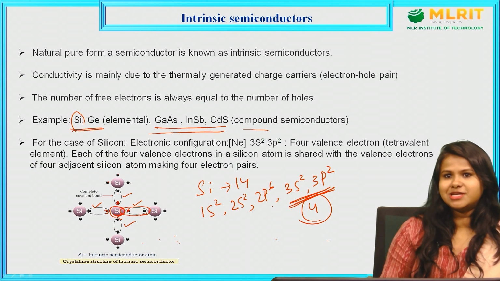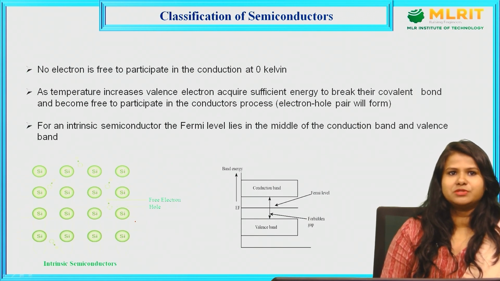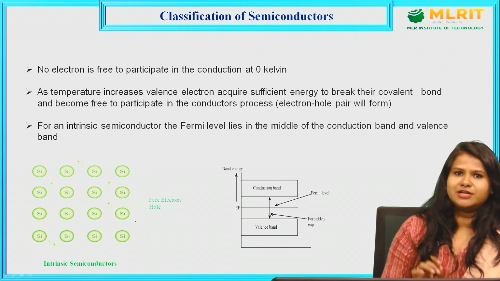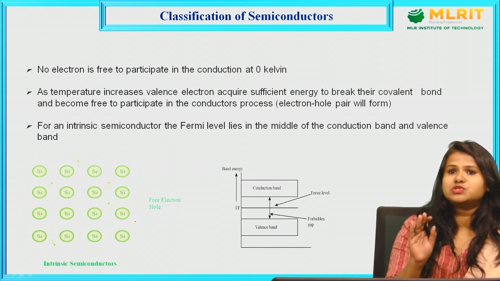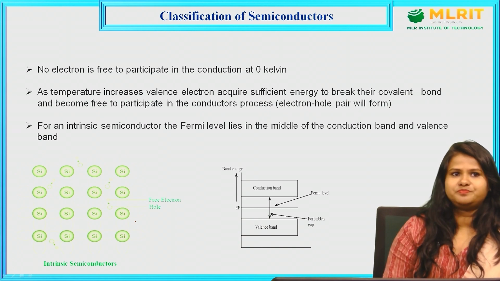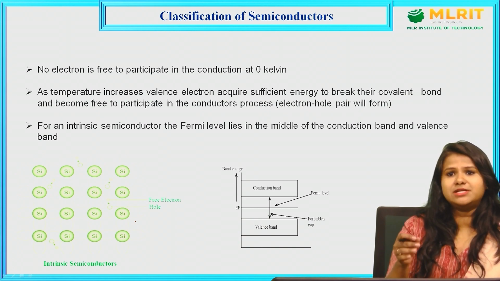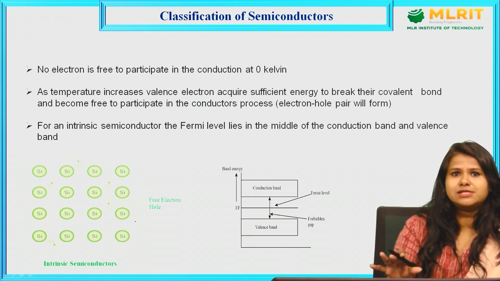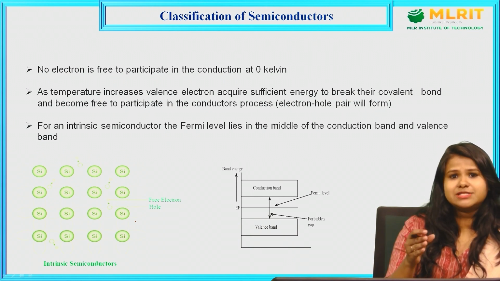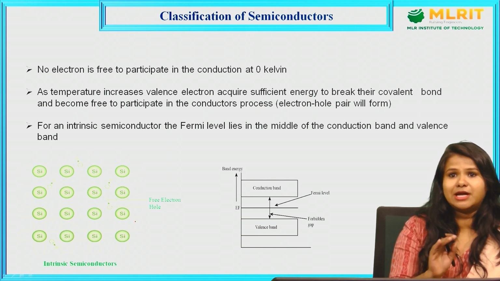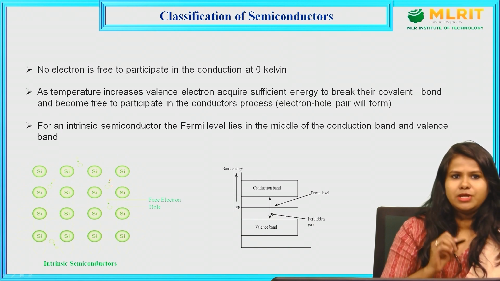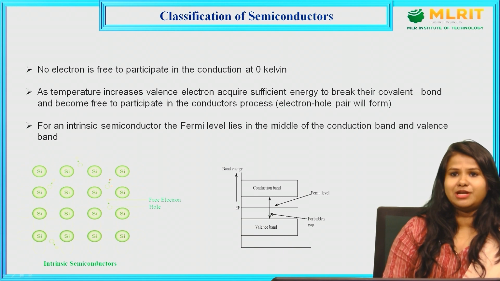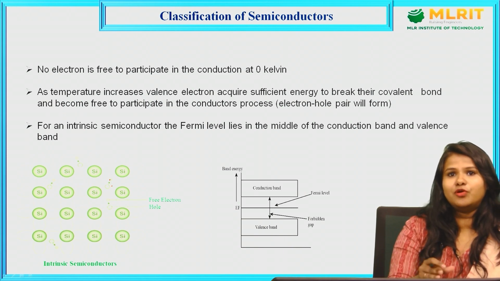Then how will these charge carriers come into the picture? As we have discussed before, no electron is free to participate in conduction at 0 Kelvin. That means at absolute 0 temperature there are no free electrons for conduction. As we increase the temperature, electrons acquire a sufficient amount of energy and that will break the covalent bond. We can see here this covalent bond will be broken and electrons will go out. That is why we get free electrons. In this way, an electron hole pair will be generated.